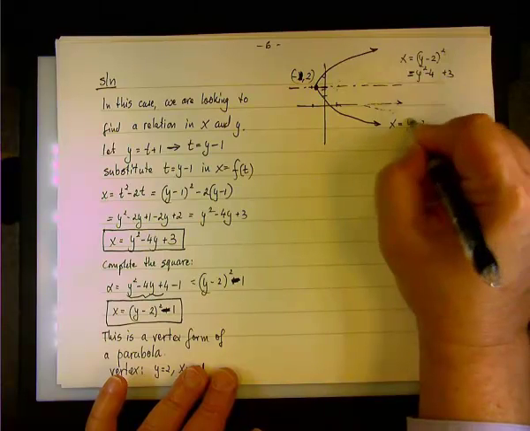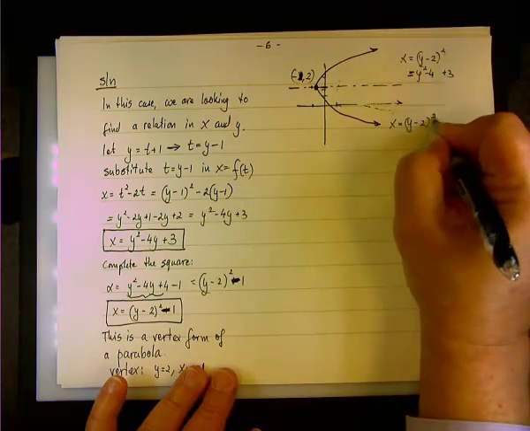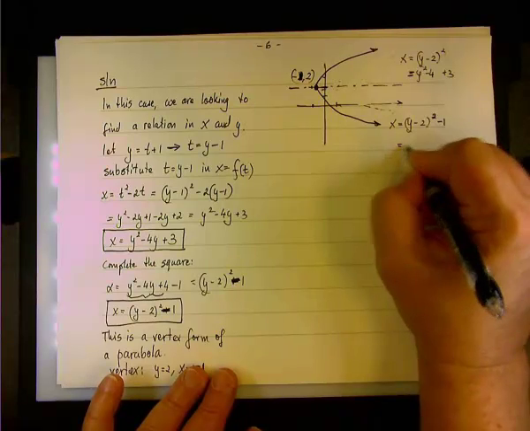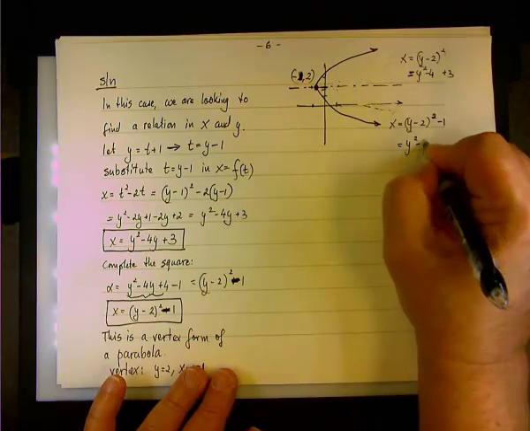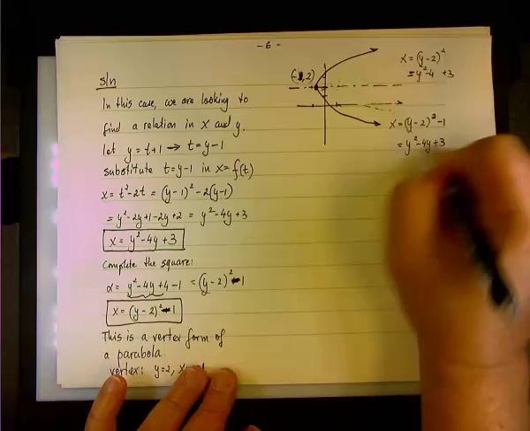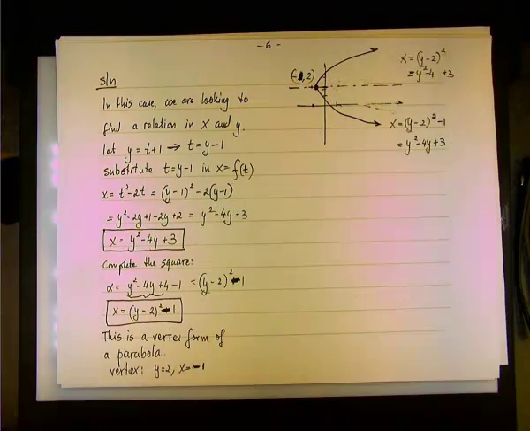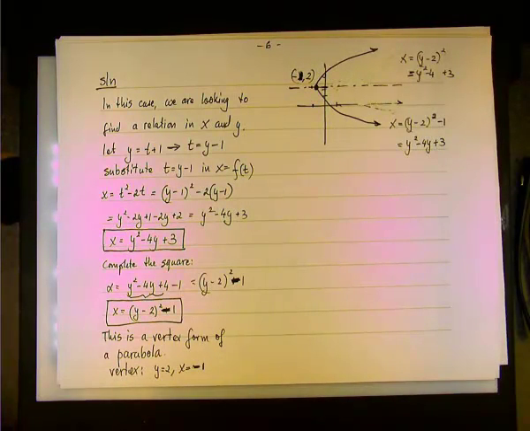So let's write it here. x equals y minus 2 squared minus 1, or y squared minus 4y plus 3. Okay? This is the curve. I think we got it now.